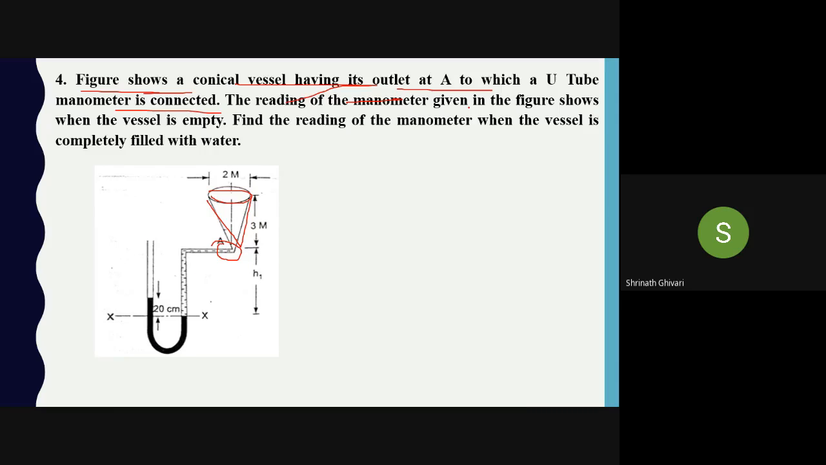The reading of the manometer given in the figure shows when the vessel is empty. So this is the rise of the mercury level. This is the rise of the mercury level. So this is H1 or H2?